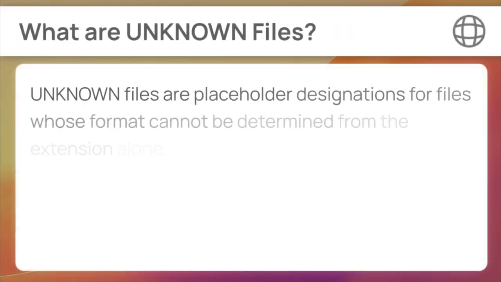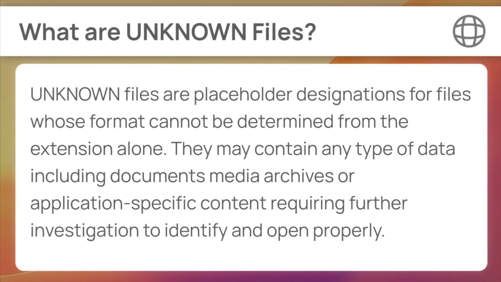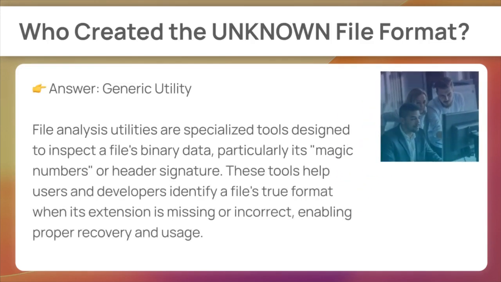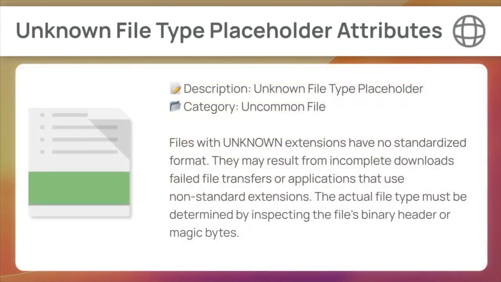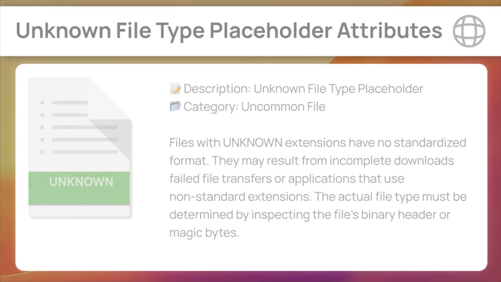Unknown files are placeholder designations for files whose format cannot be determined from the extension alone. They may contain any type of data, including documents, media archives, or application-specific content, requiring further investigation to identify and open properly. Files with unknown extensions have no standardized format. They may result from incomplete downloads, failed file transfers, or applications that use non-standard extensions. The actual file type must be determined by inspecting the file's binary header or magic bytes. Generic Utility endorses File Type Analyzer as the main tool for handling unknown files.